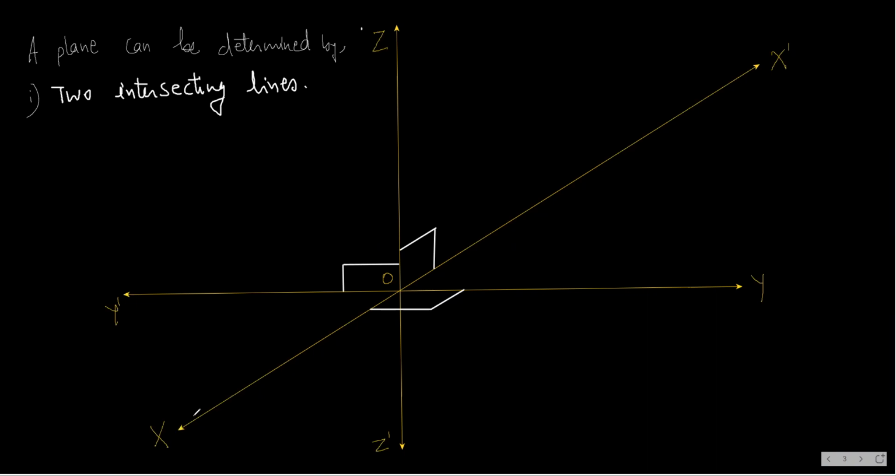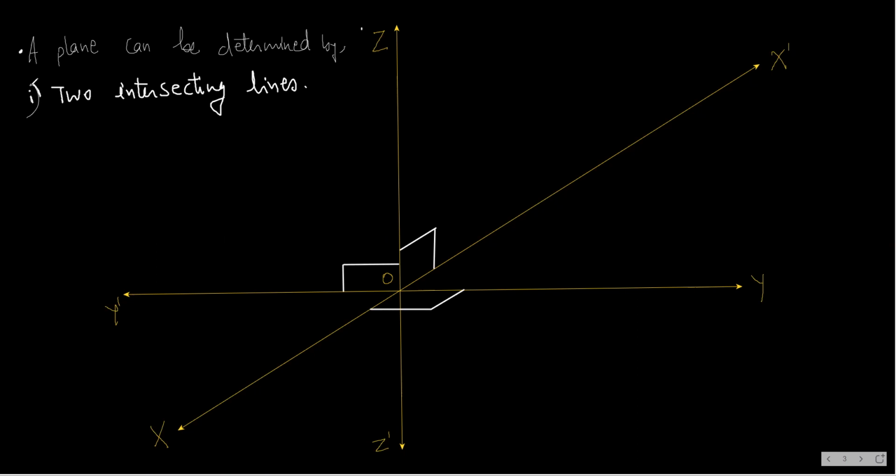These two lines, that is x-axis and z-axis, when they are perpendicular, they define xz plane. And y-axis and z-axis are perpendicular to each other, and these two mutually perpendicular axes define yz plane. Now here I have written, a plane can be determined by two intersecting lines.